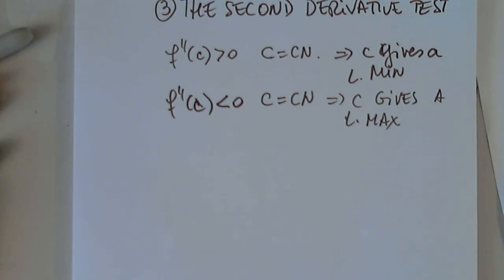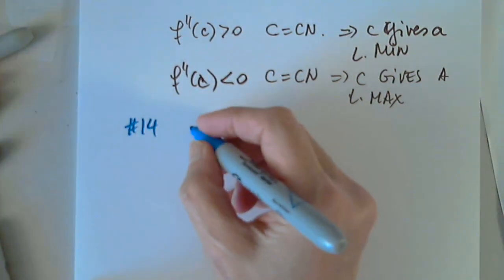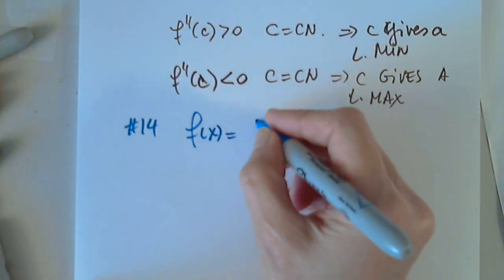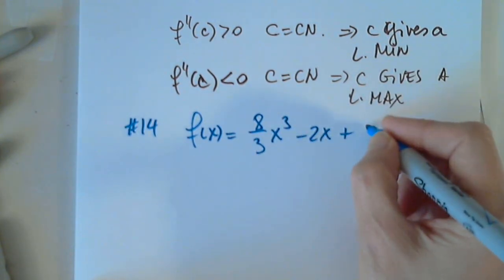Yes, please. Number 14. Okay, it's still a polynomial function. I think we should move on from polynomials, but let's do 14 first. That's fine. And then I'd like to choose something else, other types of functions. I'd like to show every type. So 8 over 3 x cubed minus 2x plus, I think it's 1 over 3.